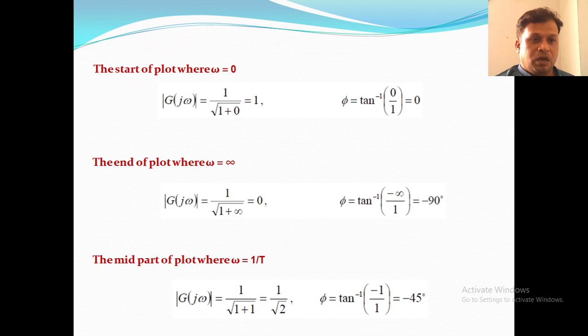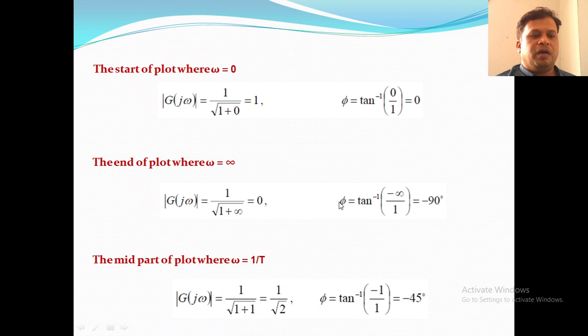Okay. The start of plot where omega is equal to 0, modulus of G of j omega is equal to 1 by square root of 1 plus 0, that is equal to 1, and phi is equal to tan inverse 0 by 1, that is equal to 0. The end of plot where omega is equal to infinity, modulus of G of j omega is equal to 1 by square root of 1 plus infinity, that is equal to 0, and phi is equal to tan inverse minus infinity by 1, that is equal to minus 90 degrees.